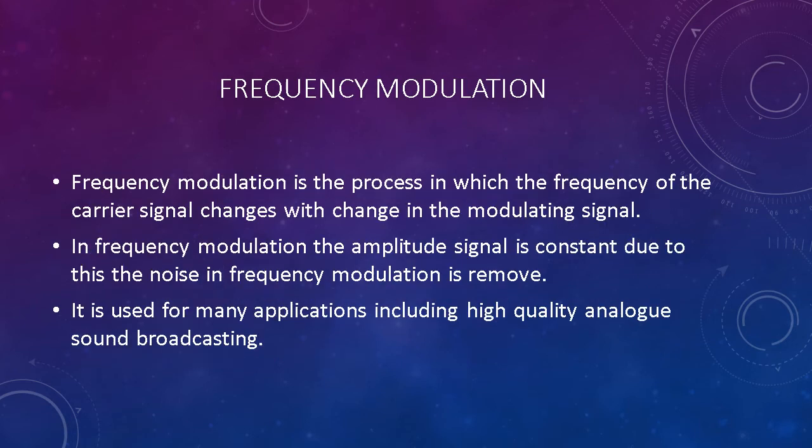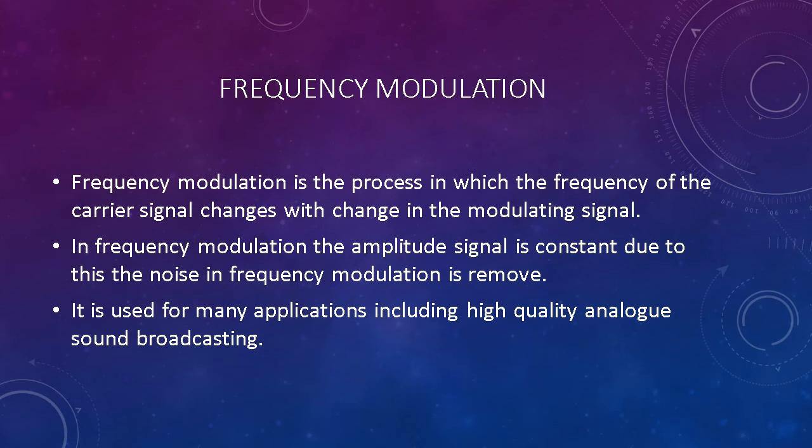Frequency modulation is the process in which the frequency of the carrier signal changes with the change in the modulating signal. So what does it mean? If the modulating signal is high, then the carrier frequency will be high. If the modulating signal is low, then the carrier frequency will be low. So the frequency changes with the modulating signal.